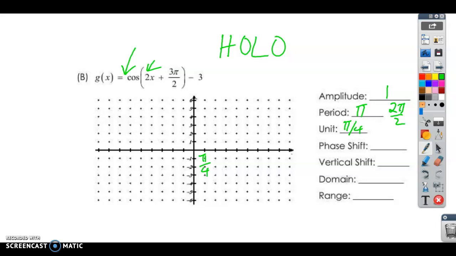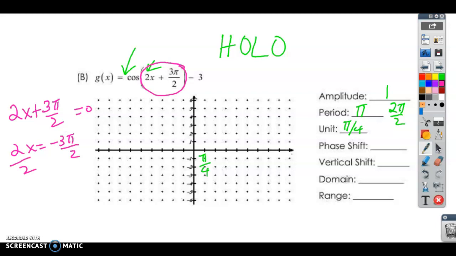So let's go ahead and figure out the phase shift. How do we find the phase shift? That's the horizontal shift. We set what's in the parentheses equal to 0. So 2x plus 3 pi over 2 equals 0. 2x equals negative 3 pi over 2. Dividing both sides by 2, which means I'm multiplying this side by 1/2. So I'm getting x is negative 3 pi over 4. Phase shift, negative 3 pi over 4.